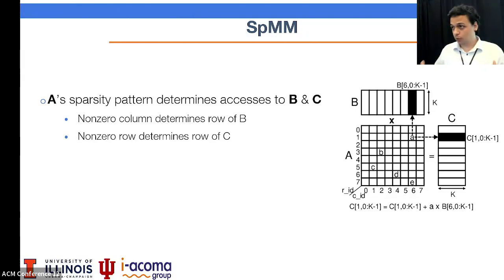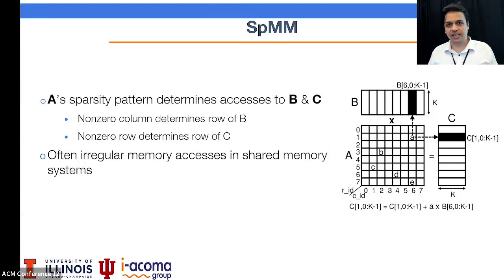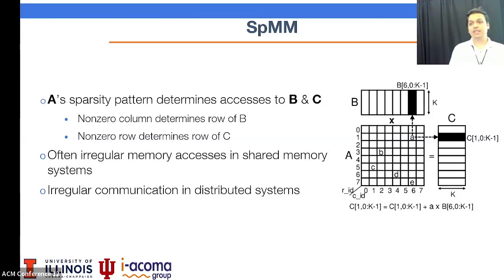After the rows are accessed from memory, a SIMD operation occurs. This, in a shared memory setting, will lead to irregular memory accesses. However, in a distributed setting, which is the focus of our work, this triggers irregular communication.